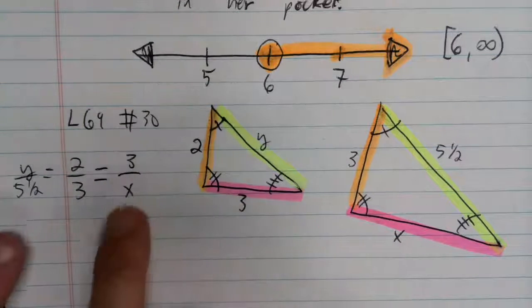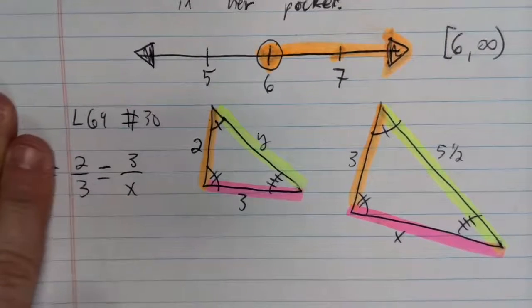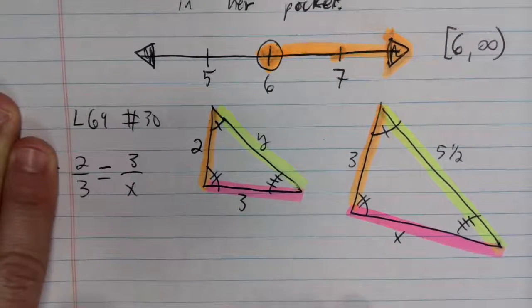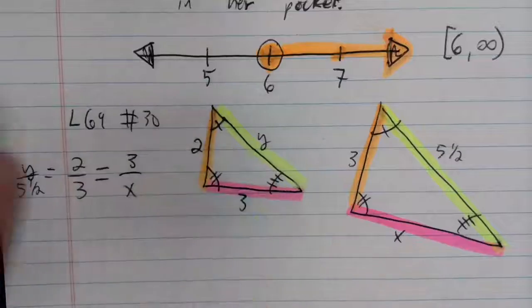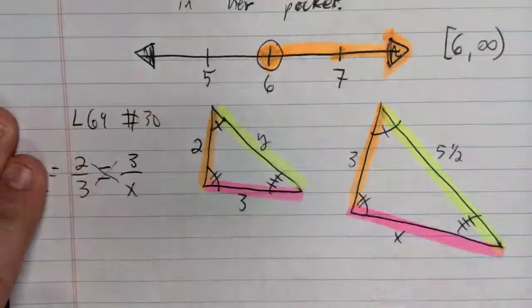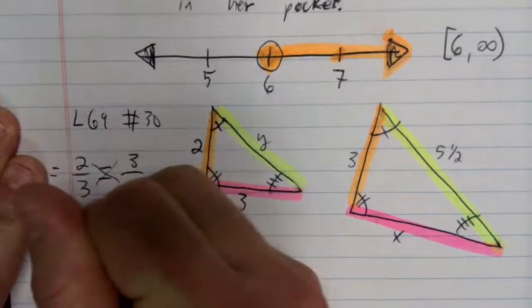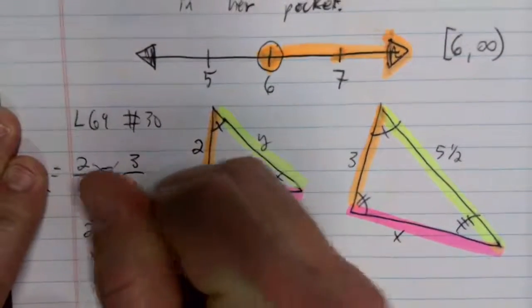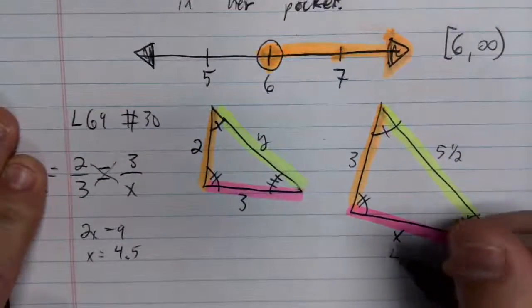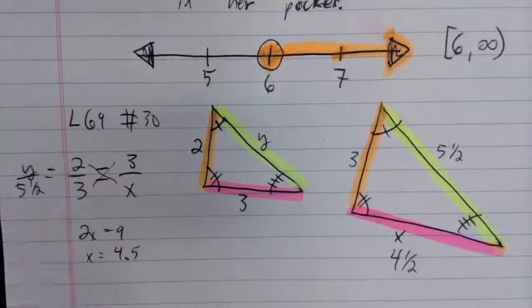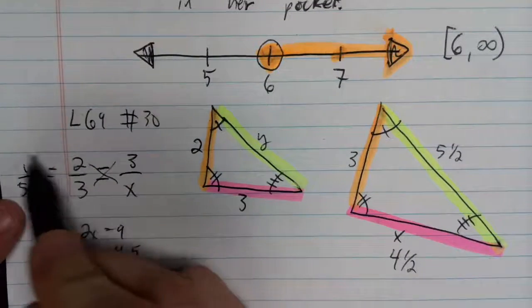So, I've got 3 pieces here. We can only work one side at a time, or pick 2, any 2, with a variable, okay? So I'm going to do this one first. 2 times x equals 3 times 3. So I have 2x equals 9. So x has to equal 4.5. So this becomes 4.5.